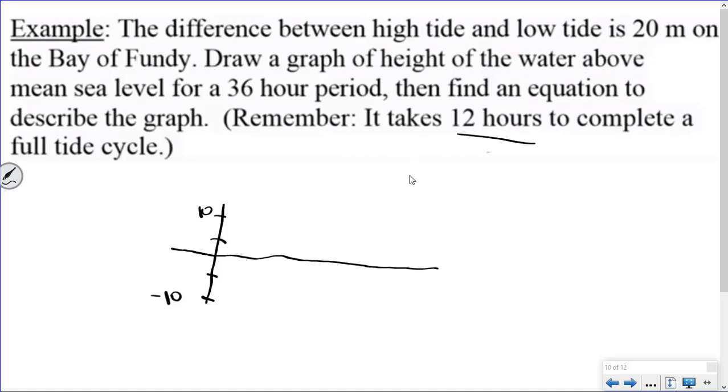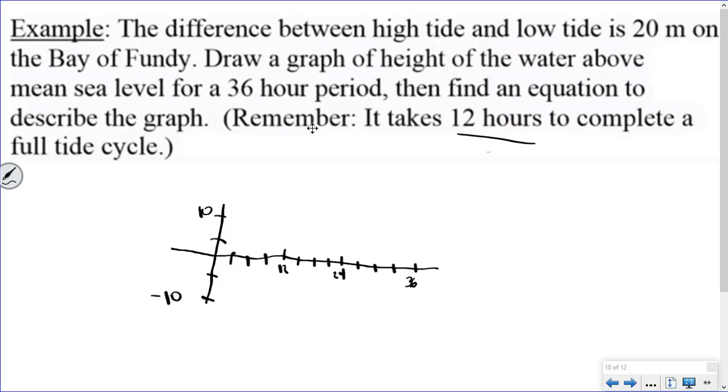Now we want to pick a scale that's going to make sense. Remember that the scale for a graph should be a quarter of the period, and then consider your h value, but we're not going to have an h value here. So it's going to be a quarter of 12, which is 3. So 3, 6, 9, 12, 24, 36.